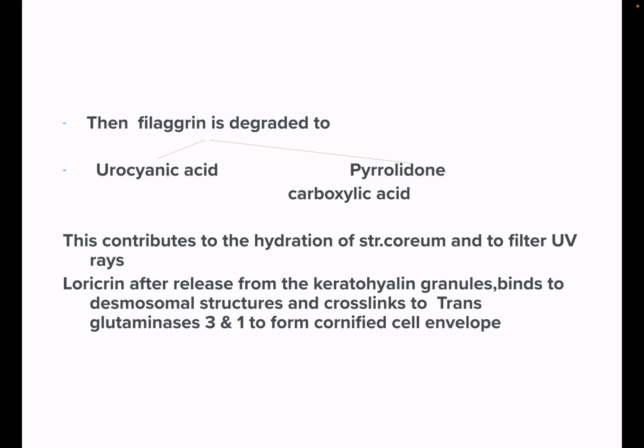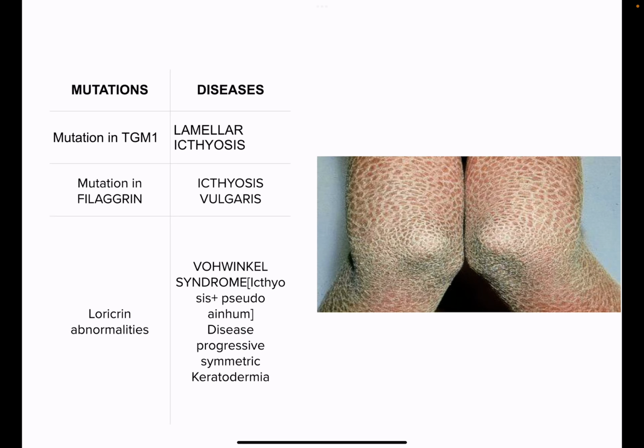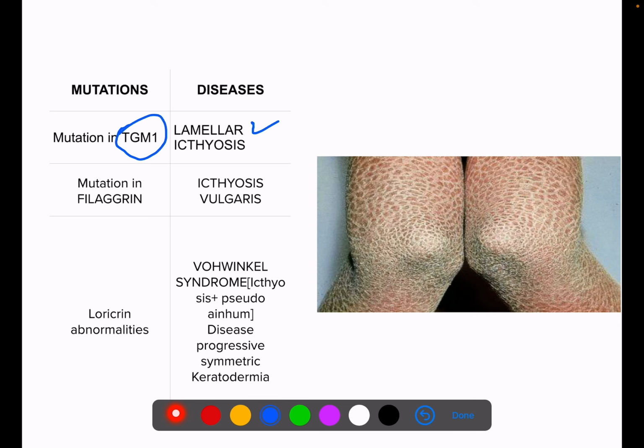Now, here we have mutations in genes and the disease caused. So we have mutation in TGM1. What is TGM1? Mutation in TGM1 causes lamellar ichthyosis. Mutation in filaggrin causes ichthyosis vulgaris. Lamellar ichthyosis is different from ichthyosis vulgaris. This is the most asked question, ichthyosis vulgaris.